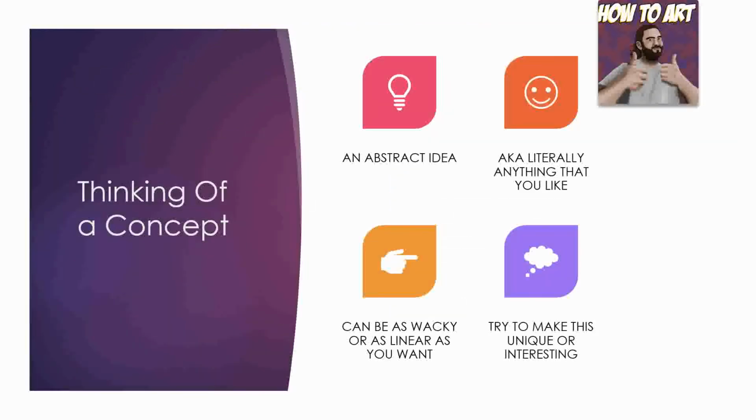Okay, so a concept is quite literally an abstract idea. So the first thing you want to do when writing a story is you need to have something the story focuses around. Now, this is very important. The good news is this can be literally anything you want. Okay, it can be wacky, unrealistic, surreal, literally anything. All I would suggest is you try and make it either unique or interesting, ideally both.